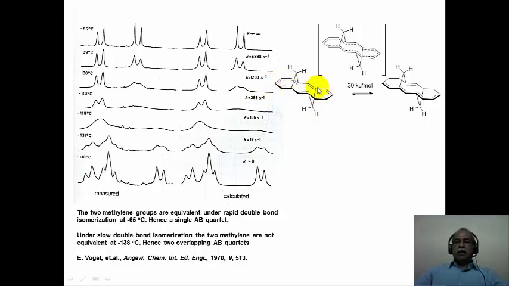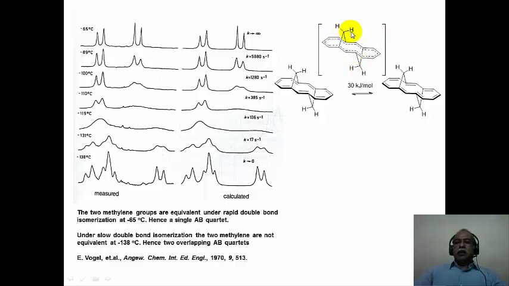So this is essentially called double bond isomerization, and this is taking place extremely rapidly even at minus 65 degrees or so. Under the rapidly interconverting stage, the NMR would see a structure which is very similar to this. This is a symmetrical structure. There is a C2 axis of symmetry passing through this carbon and this carbon. So the two methylenes are exchangeable by means of a C2 axis of symmetry. Therefore, the two methylenes are identical in terms of their chemical nature.